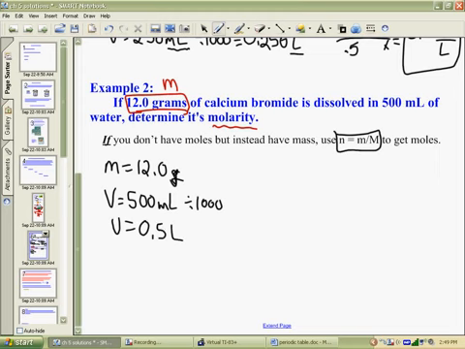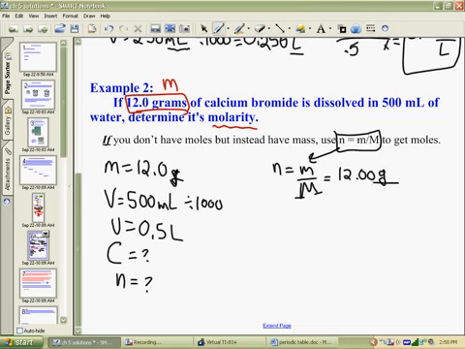We have a mass of 12 grams. We need concentration in moles per liter, so we also need the number of moles. To get the number of moles, we know you can take the mass and divide by the molar mass. The mass is 12 grams. But we don't have the molar mass.